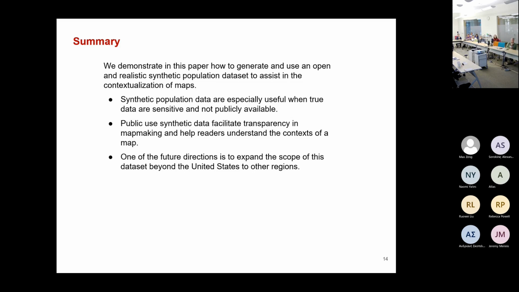And for the second one, it's about the algorithm itself. It seems that you didn't have the validation data because you don't have the individual level data. So how do you validate that your algorithm is effective?